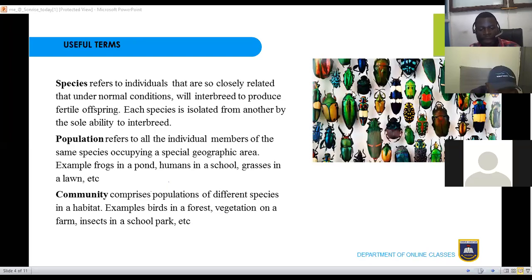Now, if you go to the pond, we can look at the number of frogs that are there. That gives us the population of frogs. Then even in the school, we can look at the number of students or the number of humans in a school, or the number of humans in a stadium. So that number gives us the population of humans.